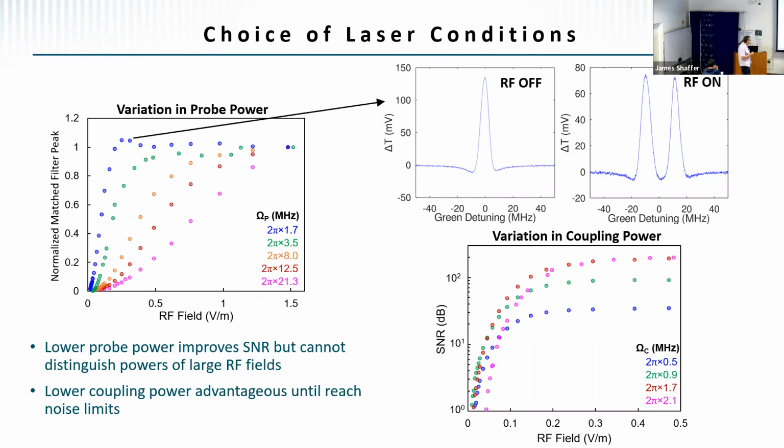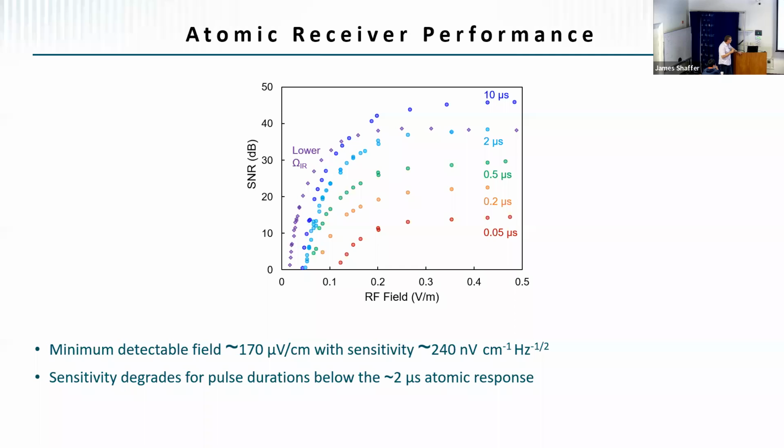This is looking at different pulse widths and the signal to noise ratio. You can get quite good signal to noise ratio for the longer pulse widths, but you can see, consistent with the response of the atoms, that the signal to noise ratio goes down as the pulse width decreases. So you lose signal to noise as the pulses change in width, and as they get smaller, it's less.